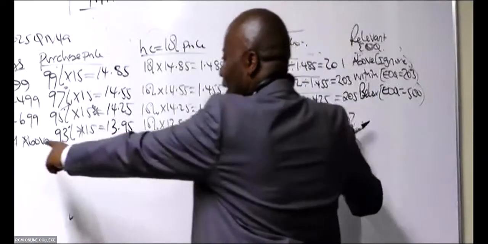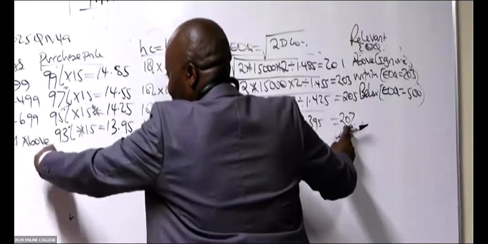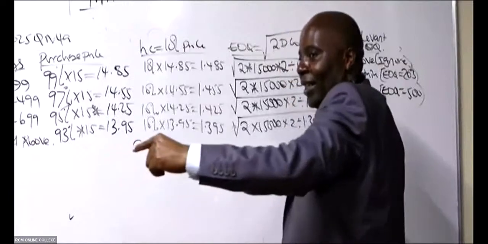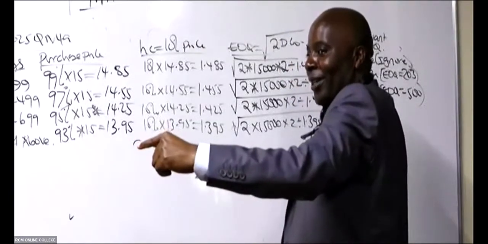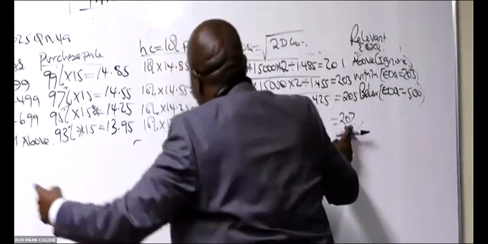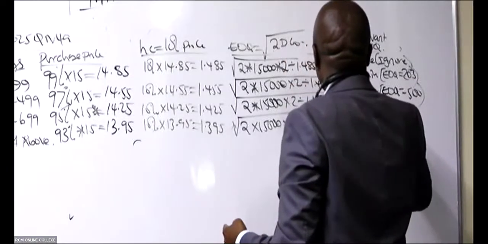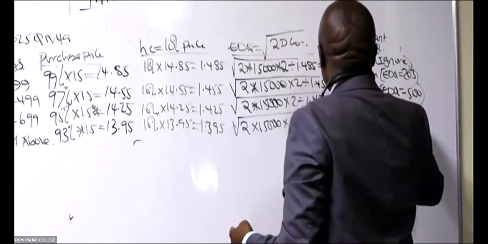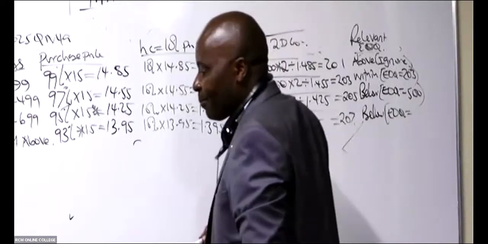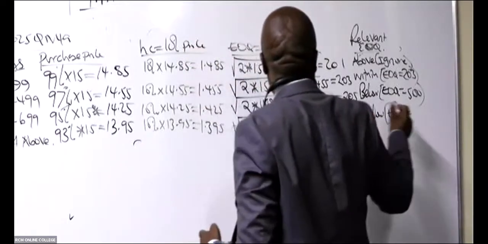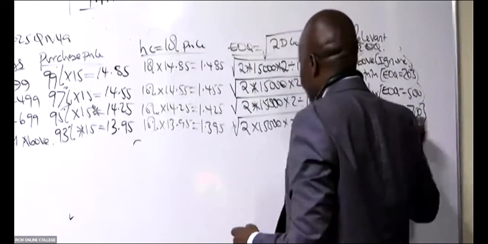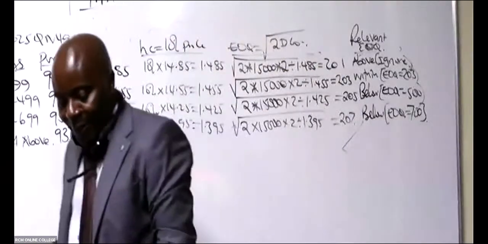207, where is it here? It's above, right? No. 207 is below, isn't it? So it is below. And therefore, we evaluate which EOQ? The lowest, 700. The moment you understand this, you have understood the entire concept.